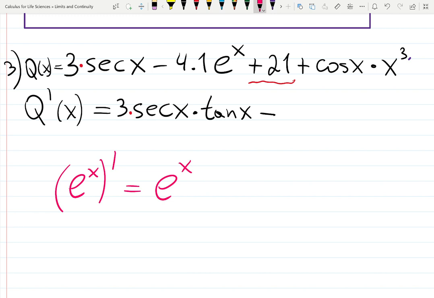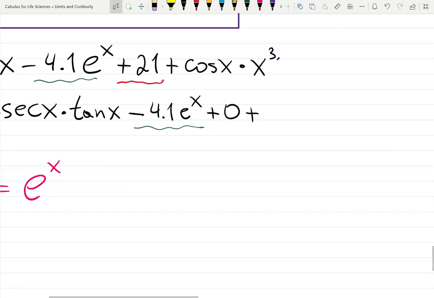Good job. That's chain rule. So what is going to be minus 4.1 e to the x? What is it going to be? Minus 4.1 e to the x. Is this weird to you that it stayed the same or not? Not at all. I will tell you a joke after we finish this about e to the x. Plus 21 gives you 0. Good job.